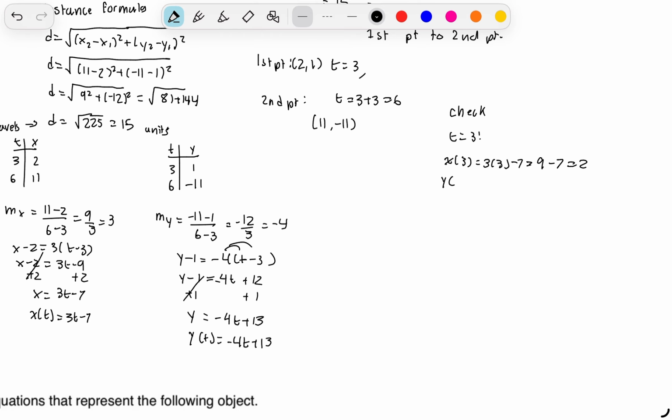So when you have y of 3, that's equal to negative 4 times 3 plus 13. That's equal to negative 12 plus 13, and that's equal to 1. And that successfully gives you 2, 1. Now check when t is equal to 6.